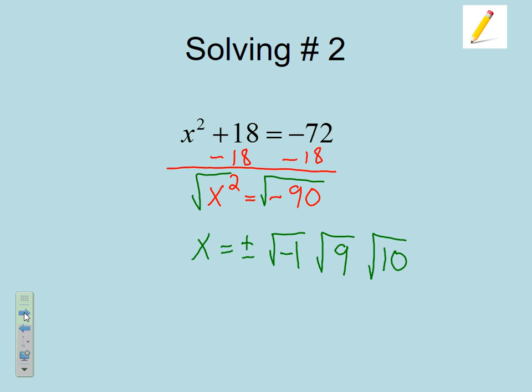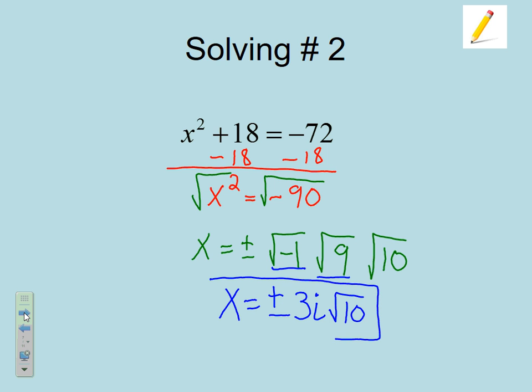Now I just need to simplify it. So x equals, make sure you put that plus or minus. Square root of negative 1 is i. Square root of 9 is 3. And the square root of 10 can't be simplified, so I'm going to leave that right there. So this is my final answer. Okay, x equals plus or minus, because I have two answers, so it can be a positive 3i square root of 10, or it can be a negative 3i square root of 10.